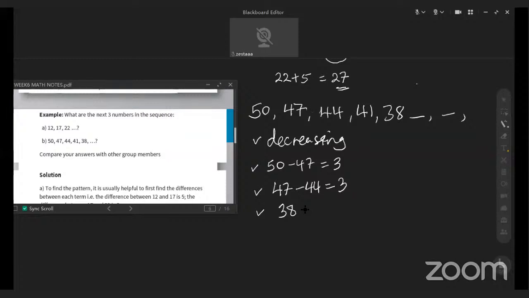We shall get 38 minus... no, 38 plus 3. Why plus? 38 minus 3. And we shall get 36. Then the next one: 36 minus 3. Then we shall get 33. Okay. Thank you.